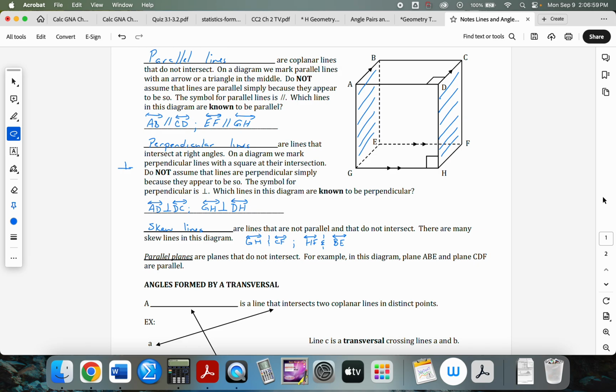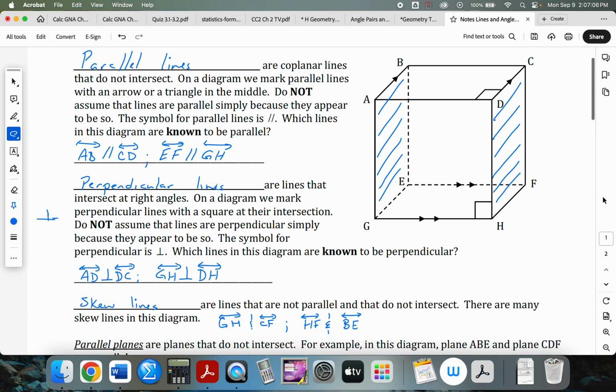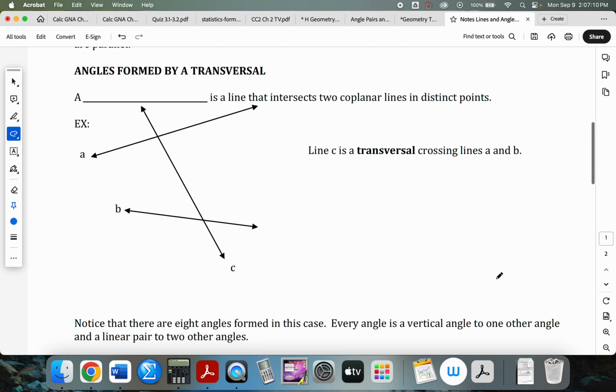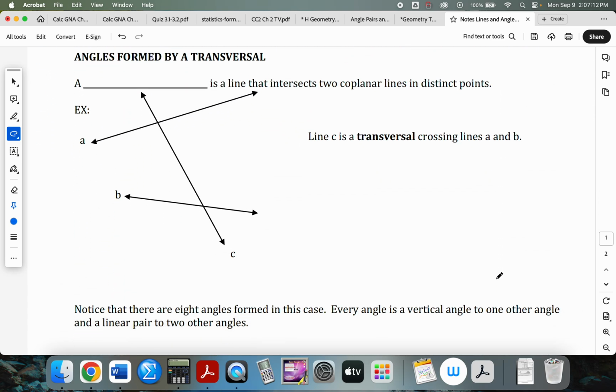All right, the second part is all new terms for you. You do have to know the terms. So this first blank is a transversal.